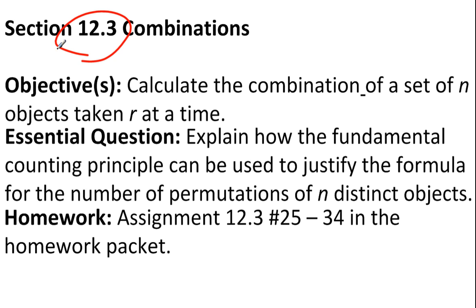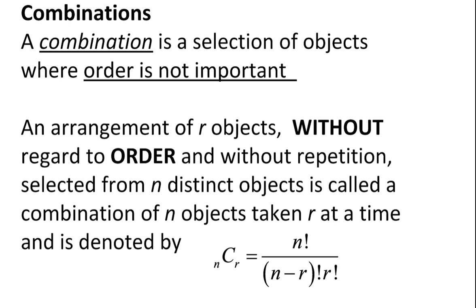Combinations are our 12.3. One of the better proficiency questions they put on there all the time. Combinations are what happens when order does not matter. You're choosing things or you're putting things together, but order doesn't matter. It's like you're putting them in a bag or you're just giving them out and the order doesn't matter.